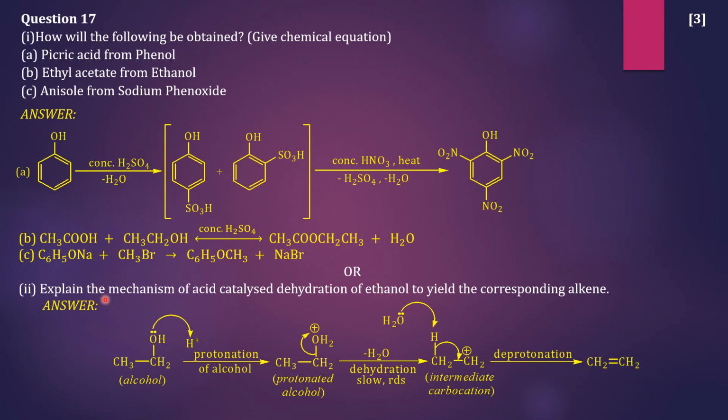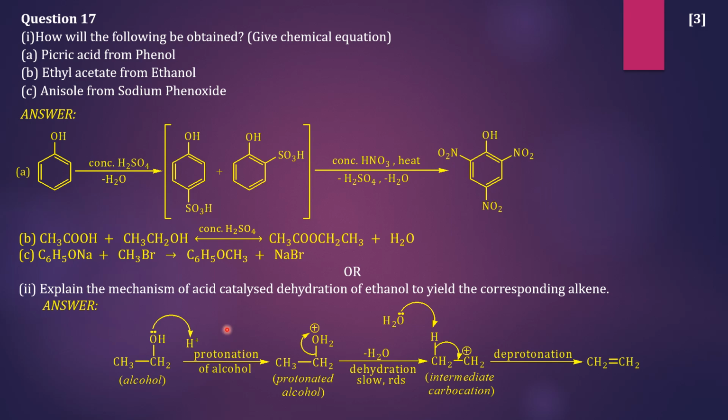Now the OR question is, explain the mechanism of acid catalyzed dehydration of ethanol to yield the corresponding alkene. You have only few mechanisms in your syllabus. This is one of them, dehydration of alcohol. You have mechanism of esterification reaction, that is also important. You have mechanism of aldol condensation reaction, and you have mechanism of Cannizzaro reaction. So these four mechanisms are very important, since in the specimen paper we can see one mechanism is given. So one mechanism related question out of these four may be there in the final paper.